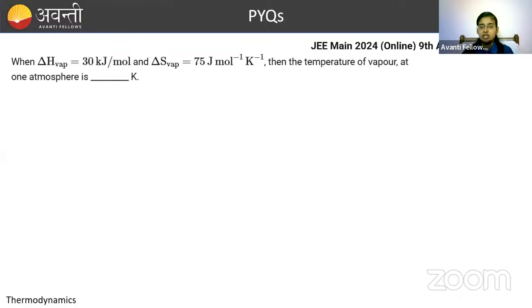Here is a question on your screen. The question says that when delta H vaporization is equal to 30 kilojoule per mole and delta S vaporization is equal to 75 joule per mole per Kelvin, then the temperature of vapor at 1 atmosphere is dash Kelvin. So how to approach this? This is a question from JEE Mains this year. Delta H and delta S are given, so how do we find the temperature?